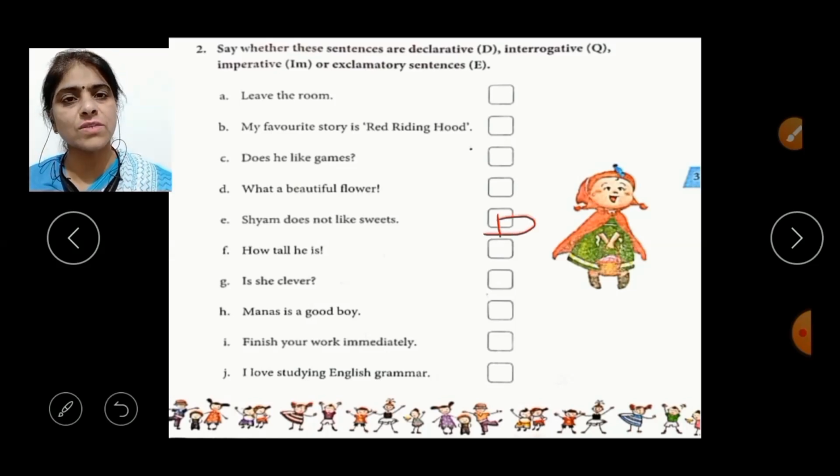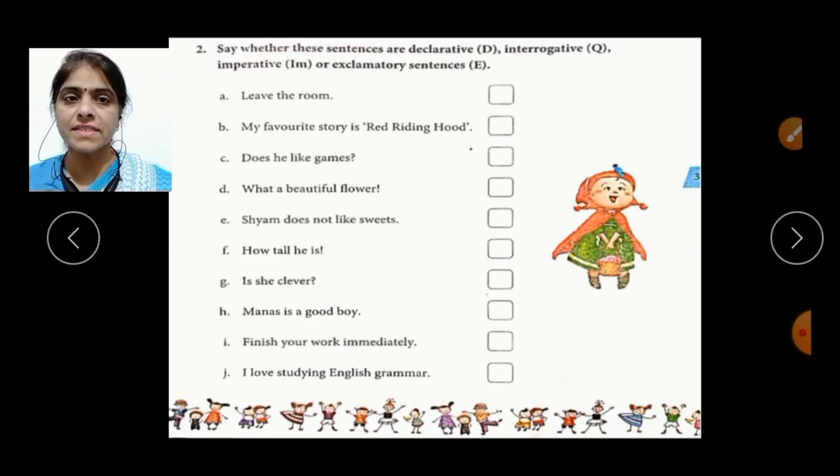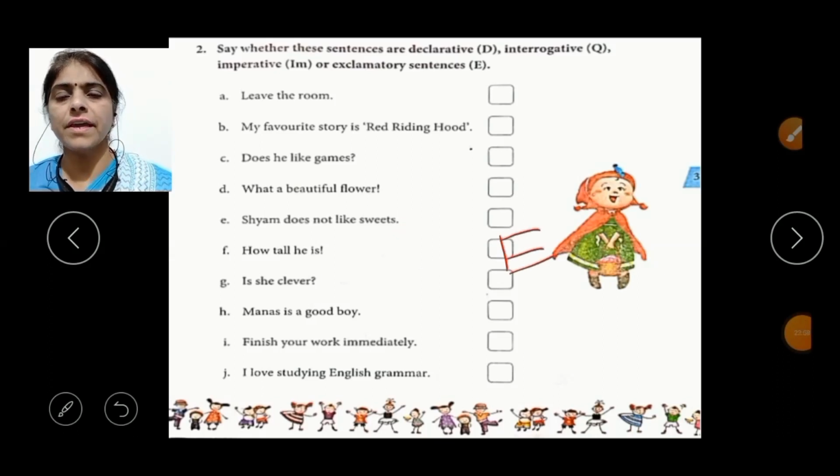Now let's have the next one. The next sentence is, how tall he is. With this sentence, an expression of surprise is associated. So this is an exclamatory sentence. Also you can observe the sentence is having an exclamation mark at the end. So for exclamatory sentence we will write E here.